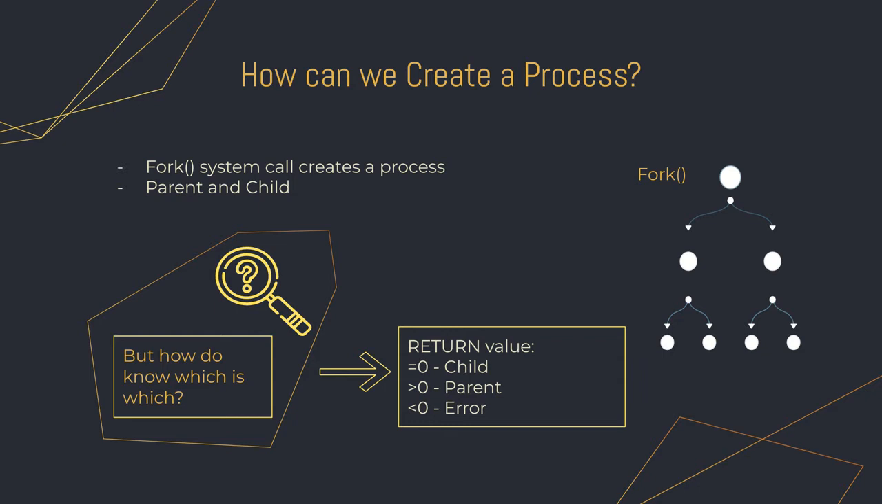And finally, if the returned value is less than 0, that means that an error has occurred and therefore it was not able to create the processes. Now, in the same way that we use fork to create a process, we can also use the exit system call to terminate processes. But there's also a chance they may end abnormally.